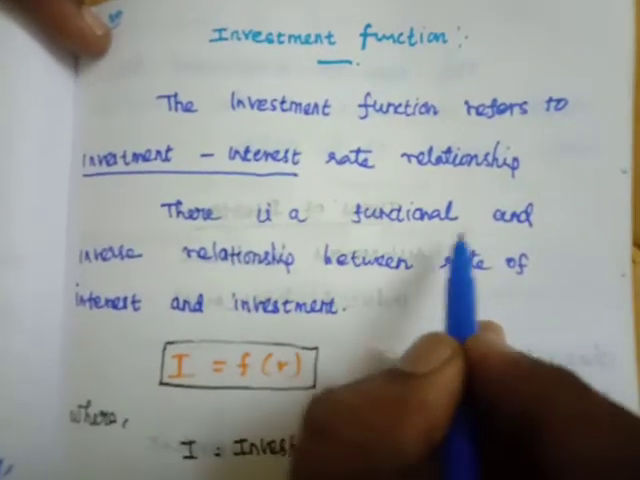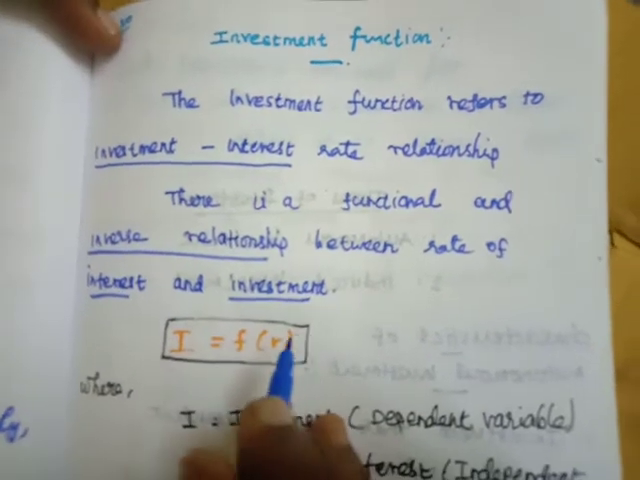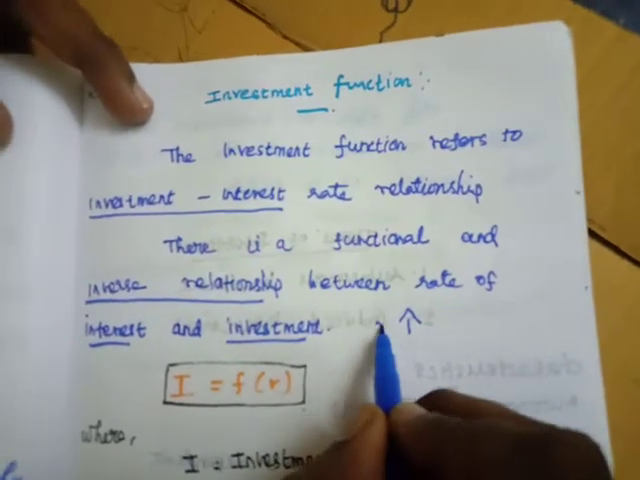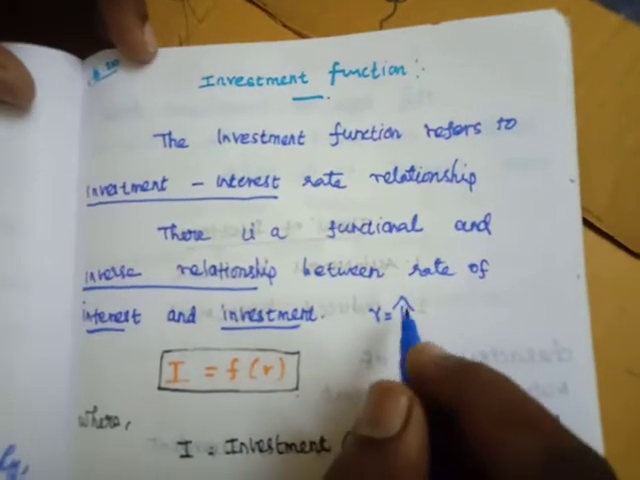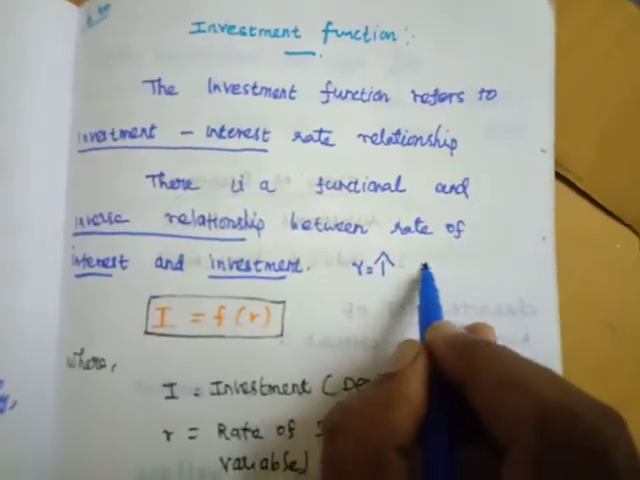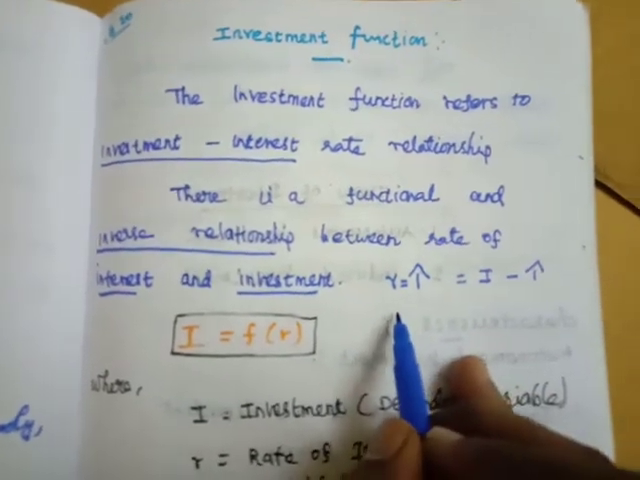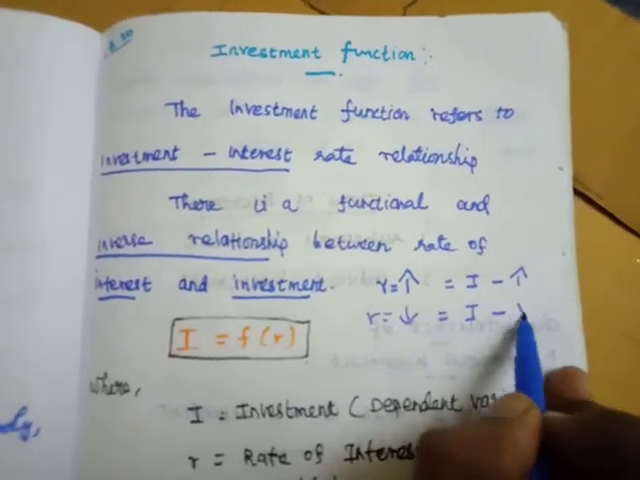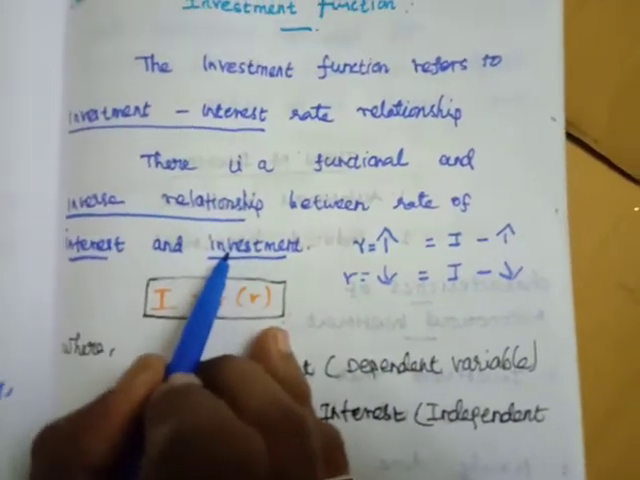Here there is an inverse relationship between the rate of interest and investment. What do we mean by inverse relationship? The symbol R denotes the rate of interest. If the interest rate is increasing, the investment is decreasing. And if the interest rate falls, R falls, the investment increases. That is the inverse relationship between the rate of interest and investment.